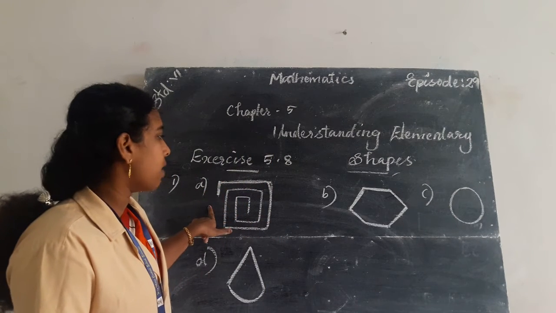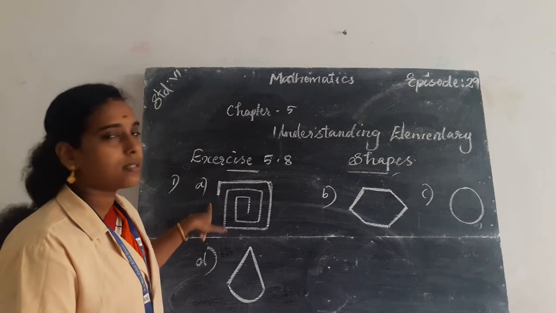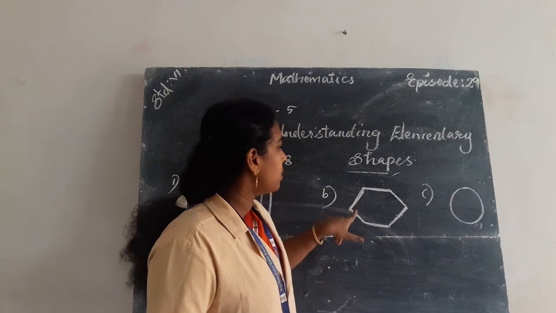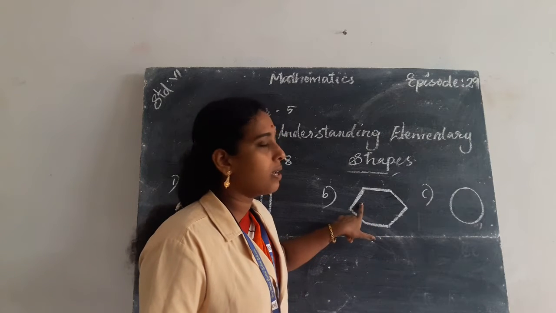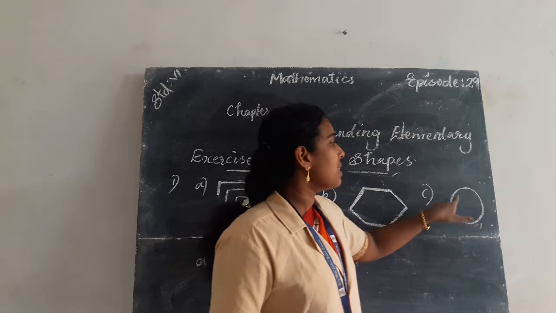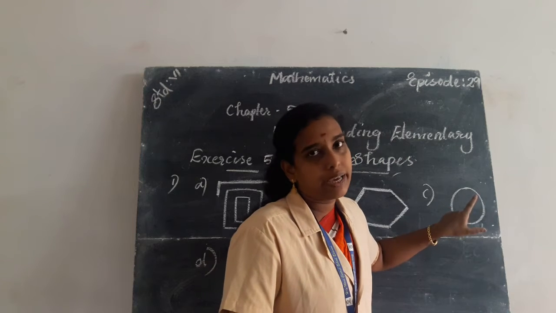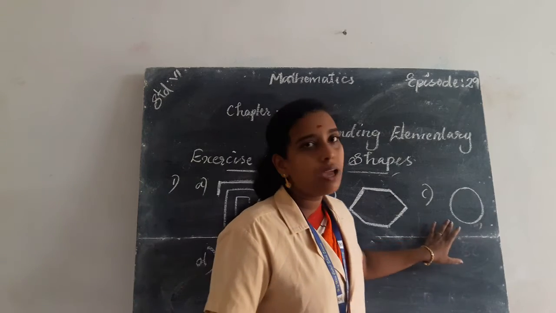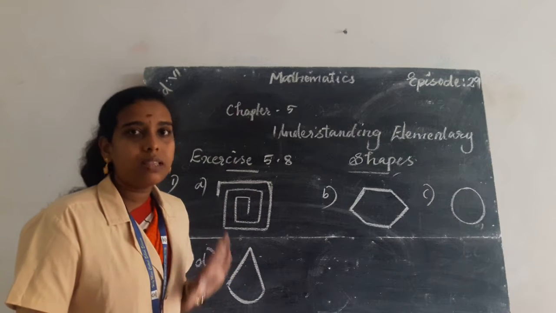And the first figure is not a polygon because it's an open figure. It's not a closed figure, so it is not a polygon. And the second figure is like this, and it's the hexagon. Here the figure is entirely made up of line segments, and it is also a closed figure, so it's a polygon. Then the third one is a closed figure, but it is not entirely made up of line segments. So this is not a polygon because it's a circle.